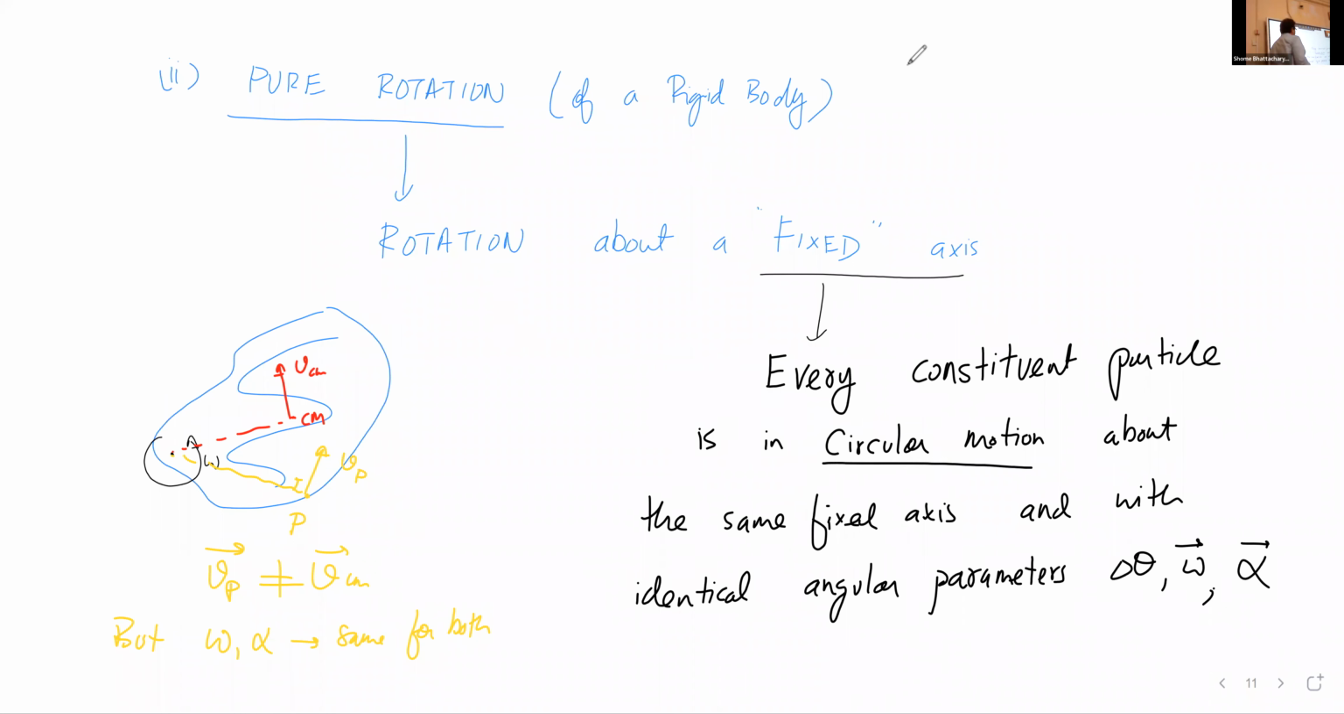Now, having understood this basic definition of pure rotation, we'll come to the first important new parameter for us. Through that we will learn of a concept called moment of inertia, or rotational inertia, which you might have heard about before. Okay, how we define it.